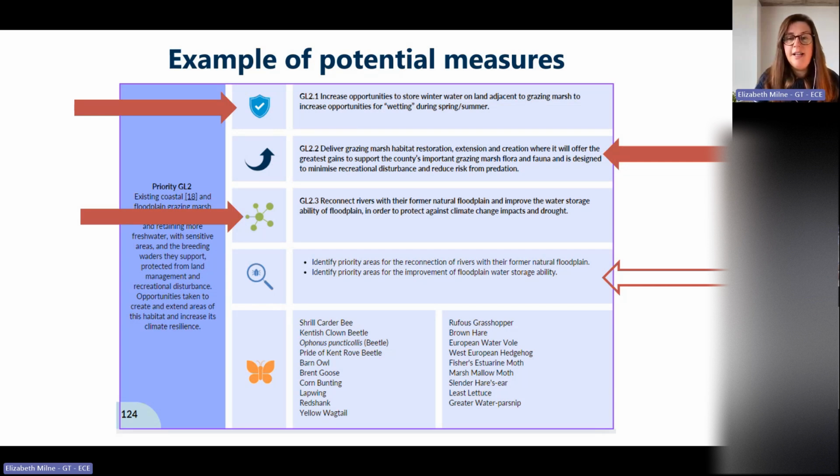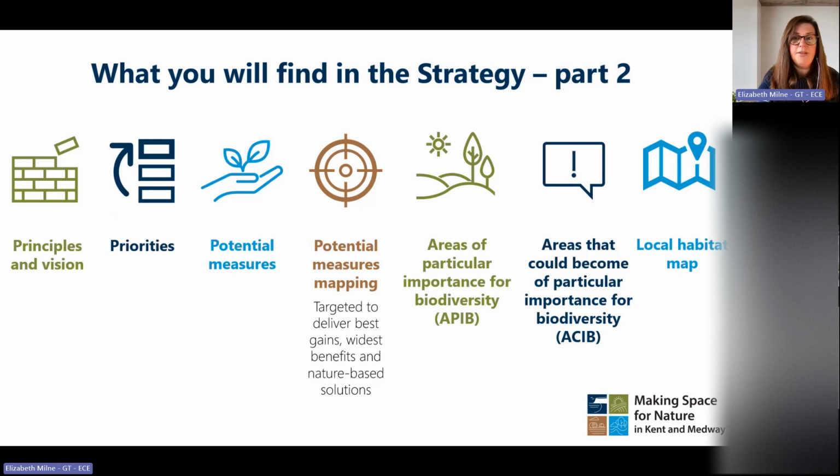And then finally, within the table, we also list the relevant priority species for that habitat. In the measures table, any measure that has a reference number to it, so in this case we have GL 2.1, 2.2 and 2.3, indicates a measure that has been mapped, and that's a map that you can view via the online mapping tool using that reference number. And I'll demonstrate that in a third part.